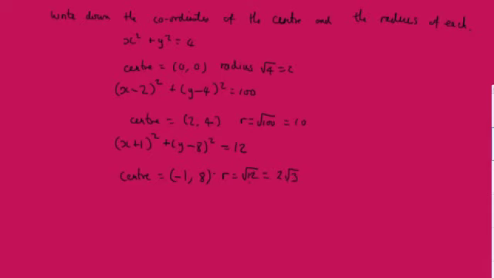Let's look at something a bit more tricky and a bit more involved. Well, firstly we'll do this one, then we'll look at something a bit more tricky. So, find the equation of the circle with centre minus 4, 3, and the radius is going to be 6.